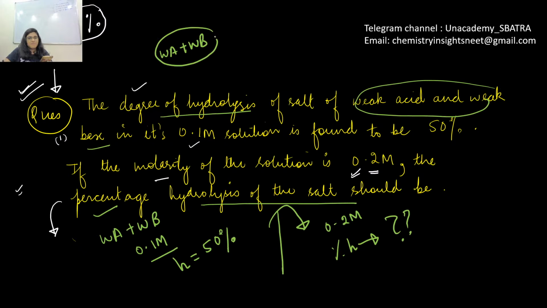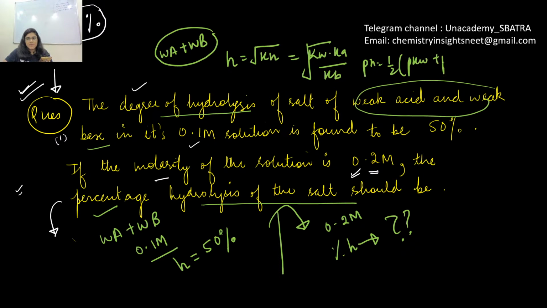And what's the formula for pH calculation, or the degree of hydrolysis, for a weak acid and weak base? Degree of hydrolysis is equal to the square root of Kh, which is also written as Kw times Ka by Kb. Is this point clear? This is one way of analyzing this question. Or pH is equal to half of pKw plus pKa minus pKb.